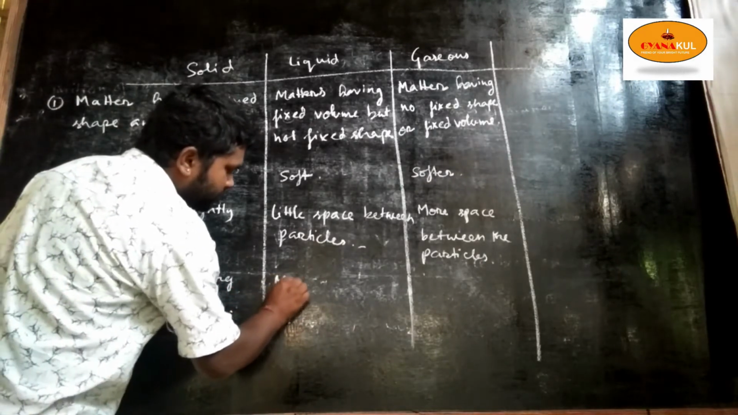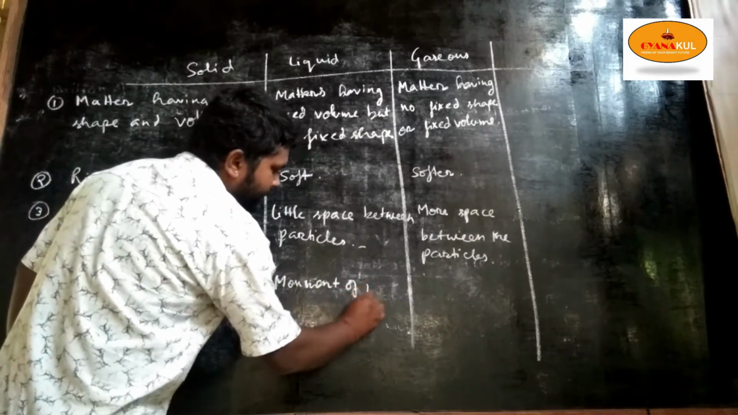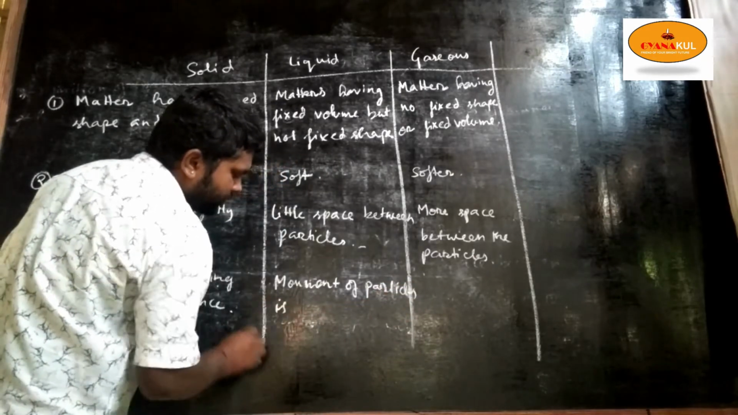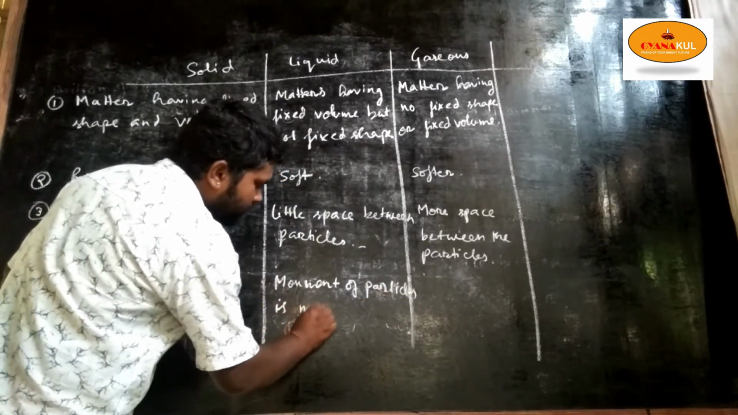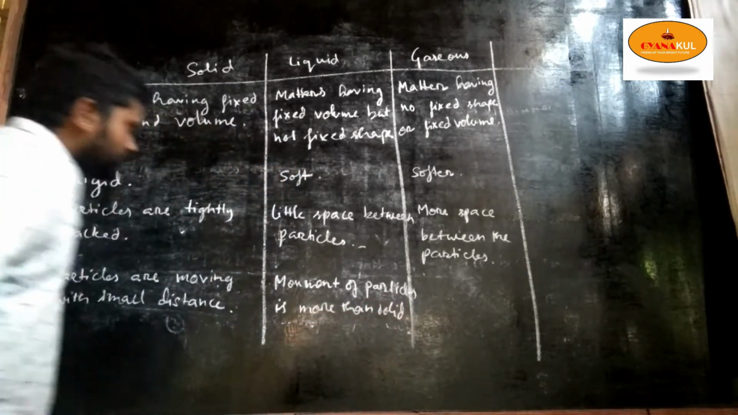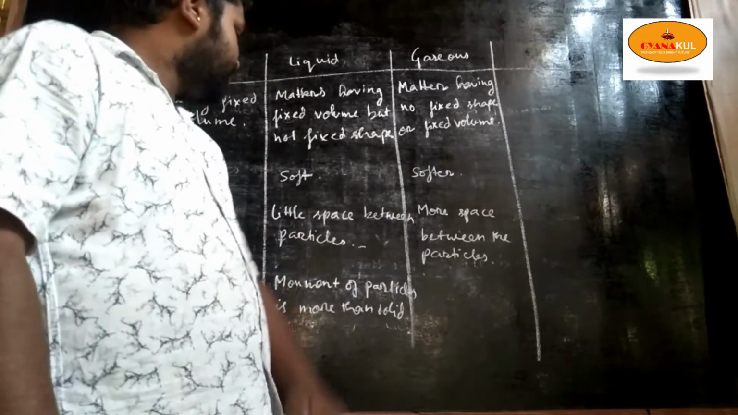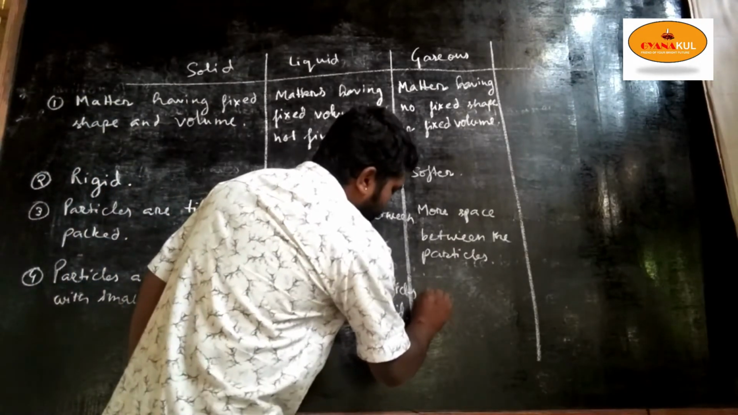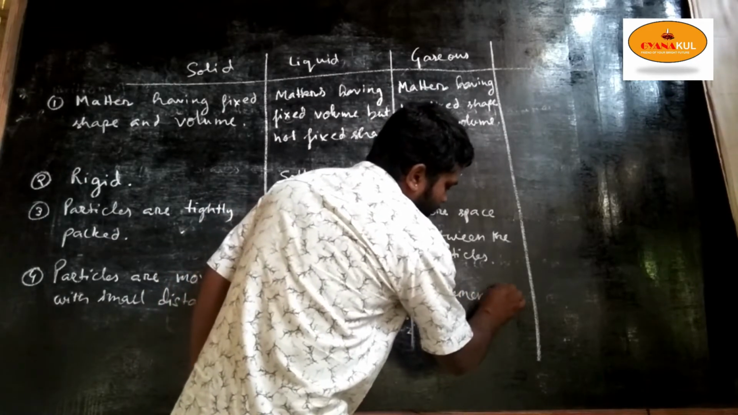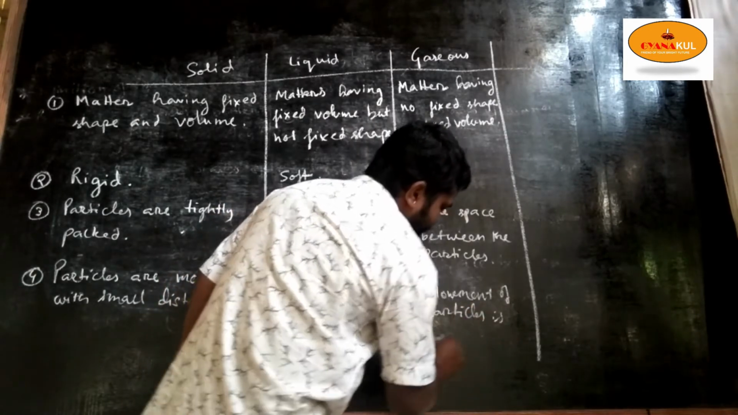But here, the movement of particles is more than in a solid. Why? Because here space is a little more than in the solid. Next, in gaseous, the movement of particles is highest.